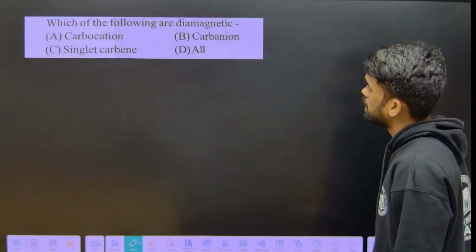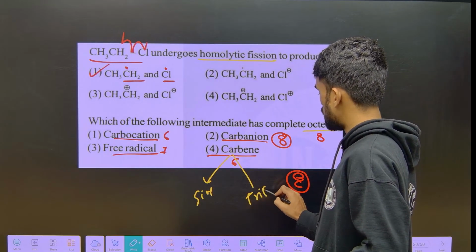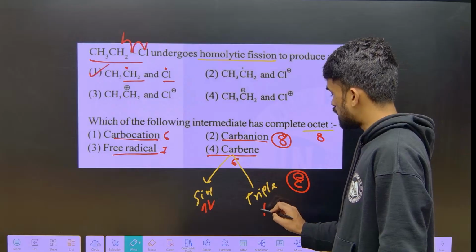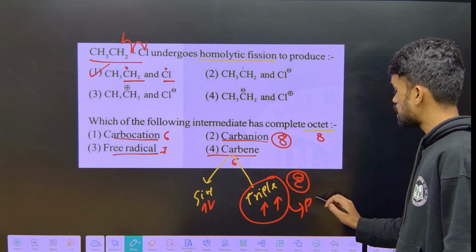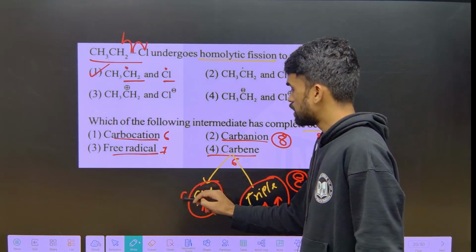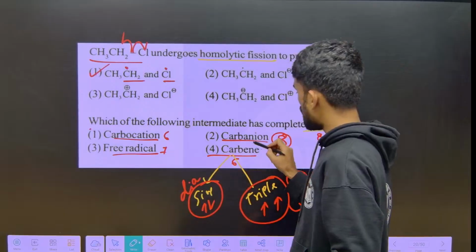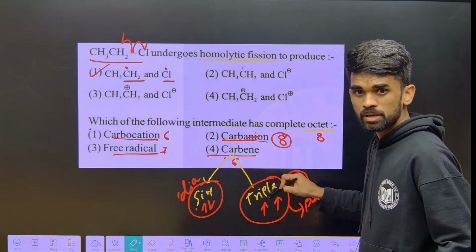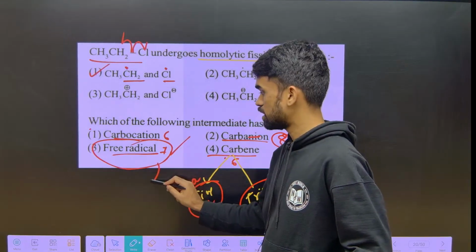Next. Here again we studied about these carbenes. I told you one is singlet, another one is triplet. In the singlet case both electrons are paired, whereas in the triplet case both electrons have the same spin. Since they have the same spin, both are unpaired electrons. So triplet is paramagnetic, singlet is diamagnetic because electrons are paired. So carbocations are diamagnetic, carbanions are diamagnetic, carbenes if singlet are diamagnetic, triplet paramagnetic, and free radicals are always paramagnetic. 7 electrons are there.